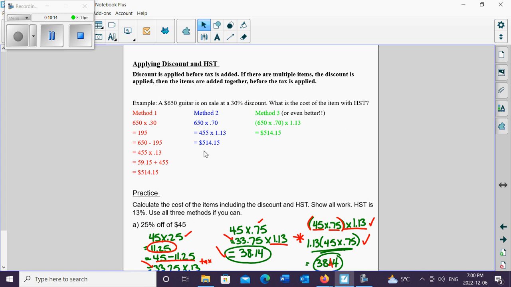intermediate classroom. Here, however, you can start by saying, okay, I don't have to pay 30%, so I'm going to pay 70%. And that will eliminate these steps here. So 650 multiplied by 70% is 455. And then when we do that trick where you multiply it by 1.13, where the 1 in front of the decimal is the whole price of the item, and the decimal 0.13 is the tax, you can see that you've gone from here to here in half the steps.